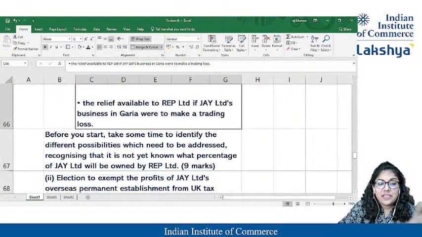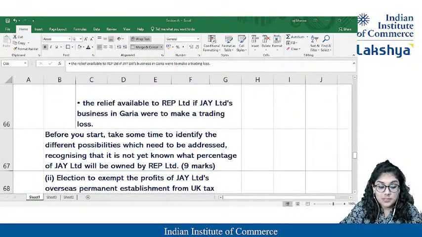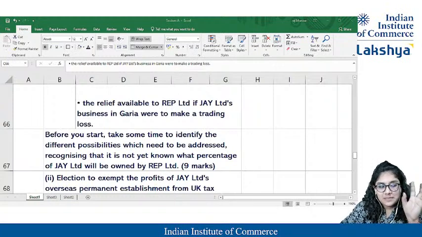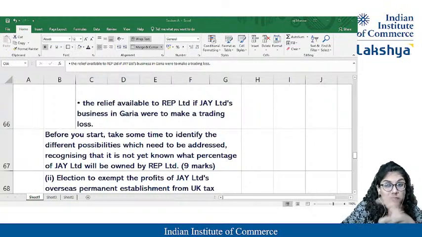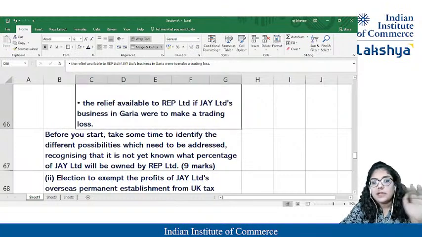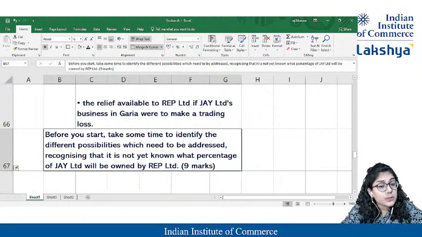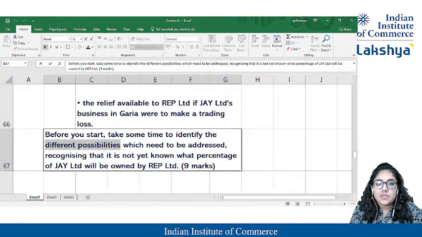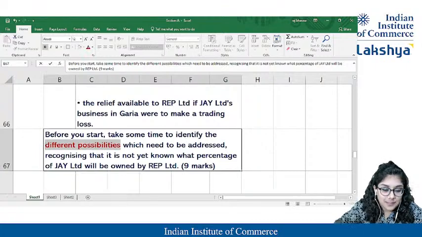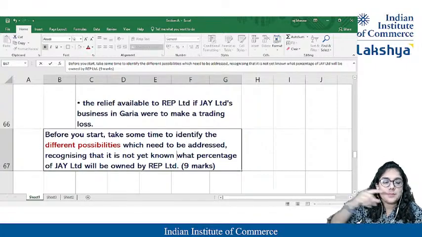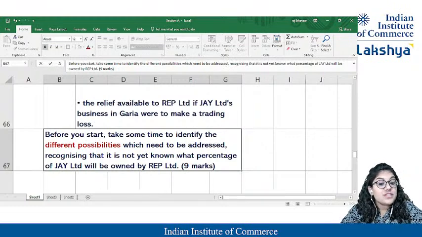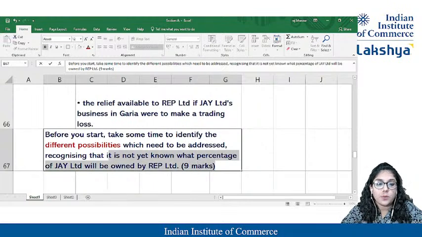And if the company has any loss, and if it is in the same country, they can carry forward also, they can settle also. Need not worry, we are going to read it and solve it in a very good manner. So before you start, take some time to identify the different possibilities. Students, what is the meaning of different possibilities? They are giving you a hint. You need to be analytical. You have to analyze all the possible outcomes, all the future outcomes, which need to be addressed, recognizing it is not yet known what percentage of Joy.